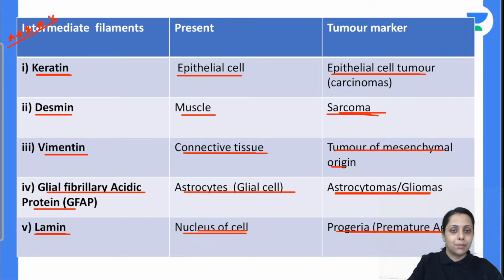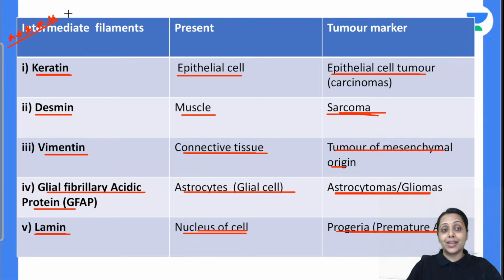Do remember, everybody. Keratin is present in our epithelial cells, desmin is present in our muscle cells, vimentin is present in our connective tissue, glial fibrillary acidic protein is present in our astrocytes, and lamin is present in the nucleus of the cell.